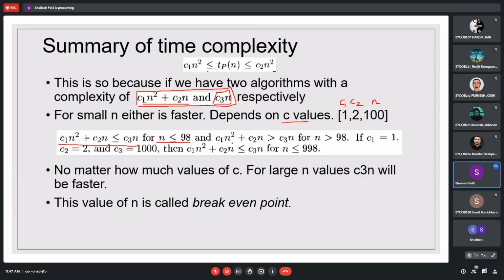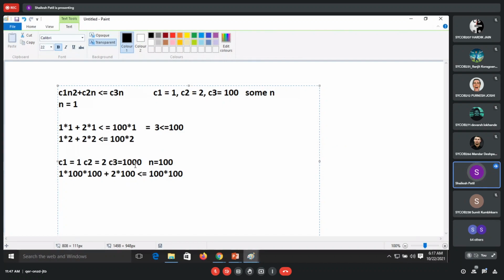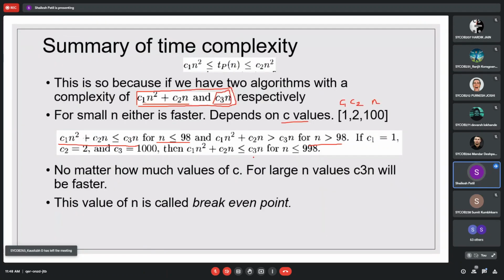74 and is less than or equal to 98. So we'll take some more values. I'll make C3 some constant. These are the constants, it's not an exponential. If we take this value, it is 1 into n square, equal to 100 into 100, plus C2 is equal to 2 into 100. So that will be less. We'll see that example in the next part. This we have to verify.